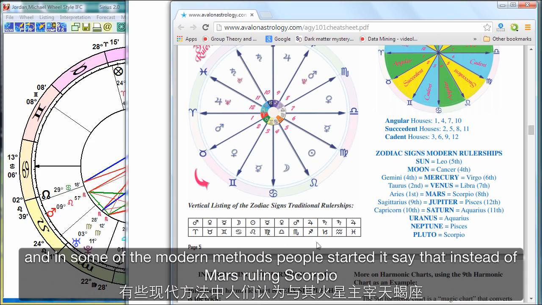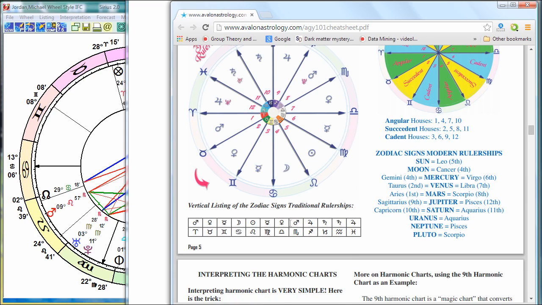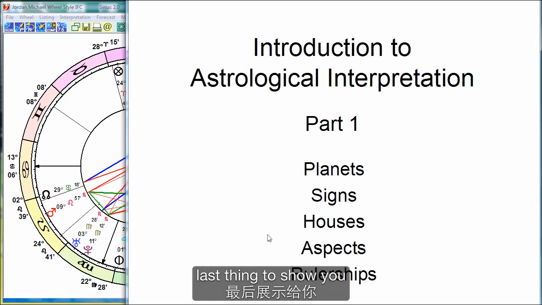And in some of the modern methods, people have started to say that instead of Mars ruling Scorpio, Pluto rules Scorpio. So there are some different ideas. These are the traditional rulers. And over here in this blue, it talks about the modern rulers. And also, let me show you this. Last thing to show you.